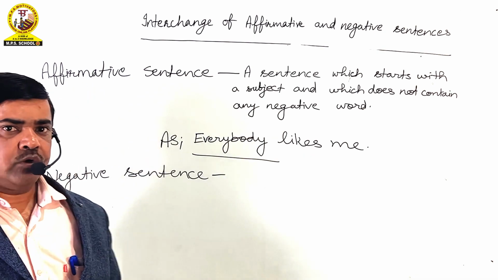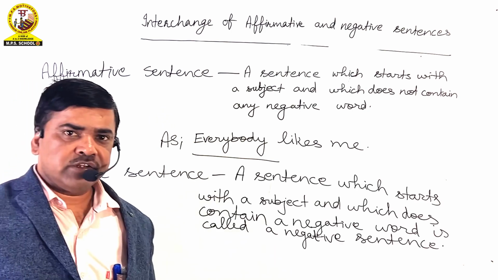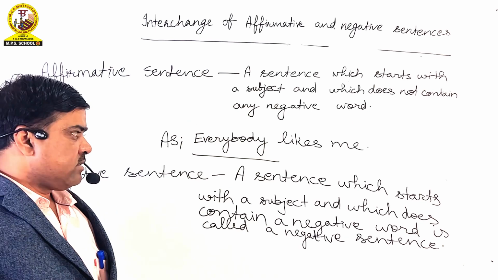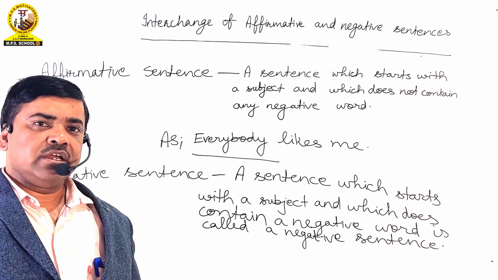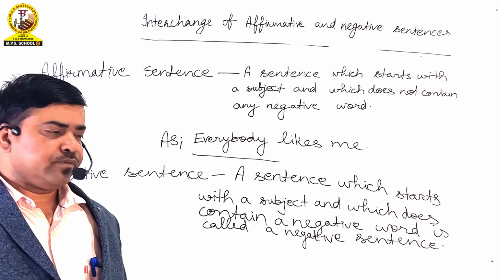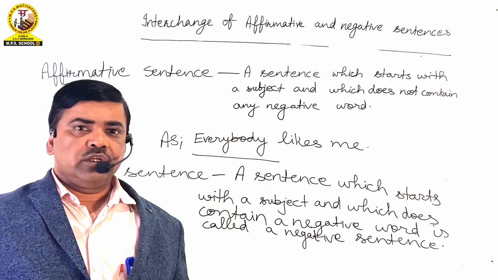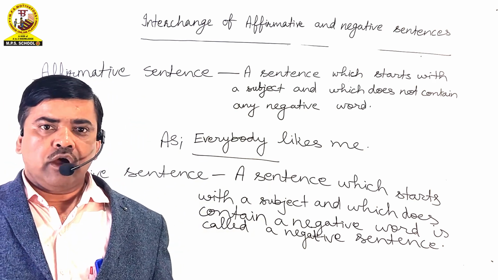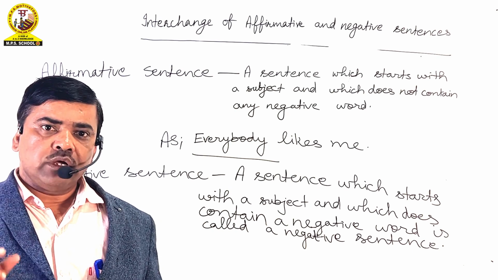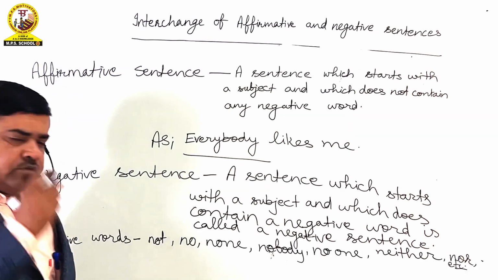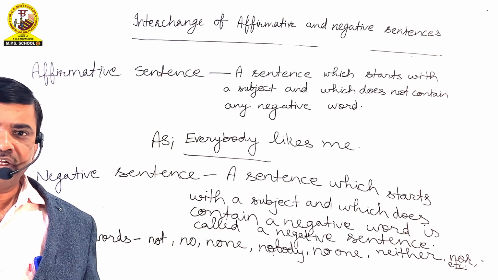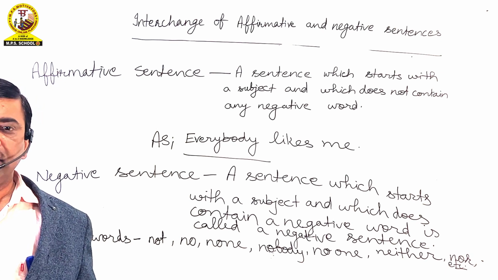Now we will learn about what is a negative sentence. Friends, the definition of a negative sentence is as follows: a sentence which starts with a subject and which does contain a negative word is called a negative sentence. अर्थात एक वाक्य जो सब्जेक्ट से शुरू होता है और जिसमें एक निगेटिव वर्ड अवश्य होता है उसे हम लोग निगेटिव सेंटेंस कहते हैं.